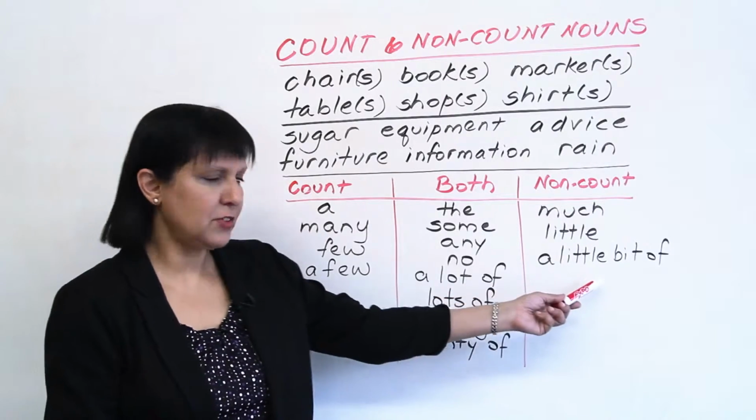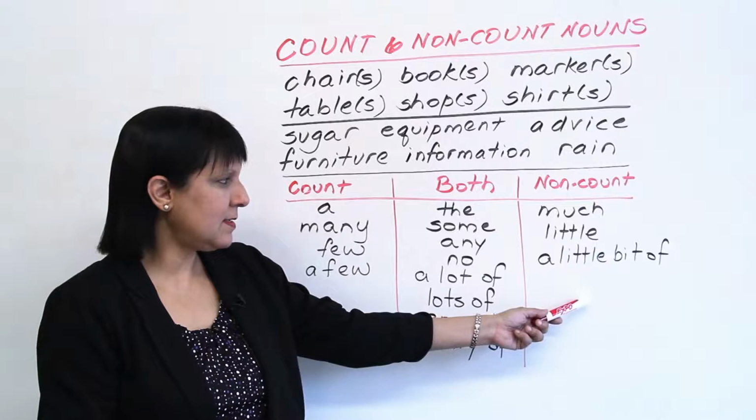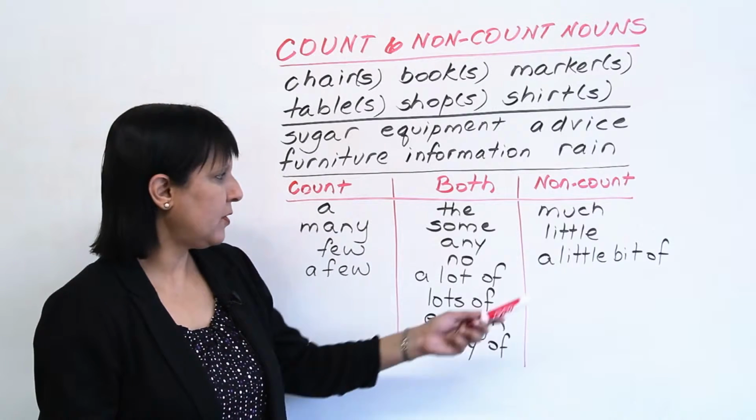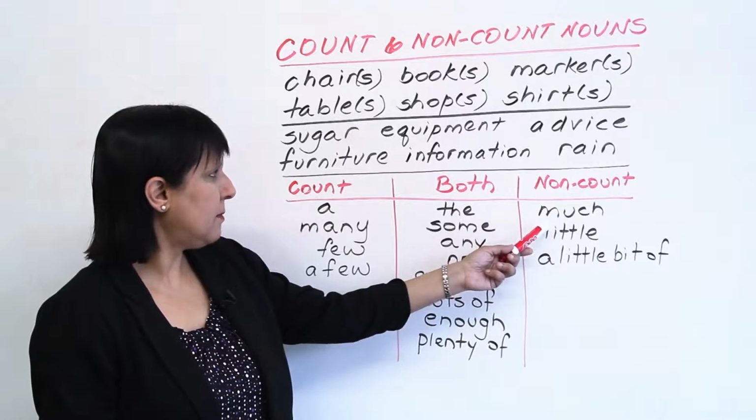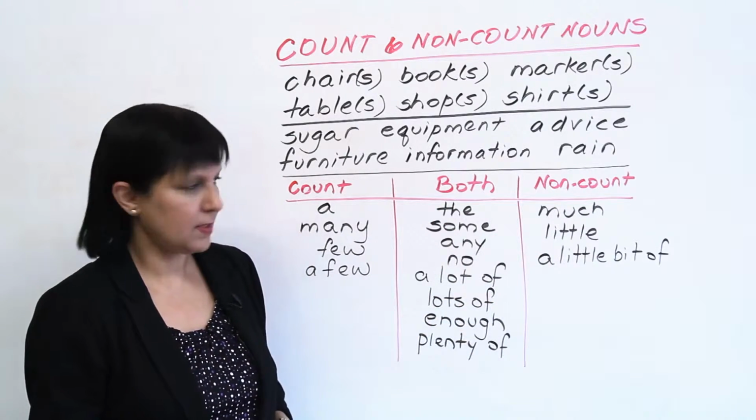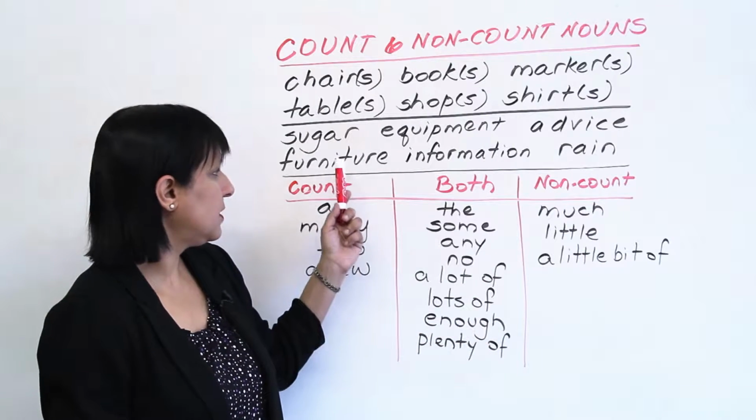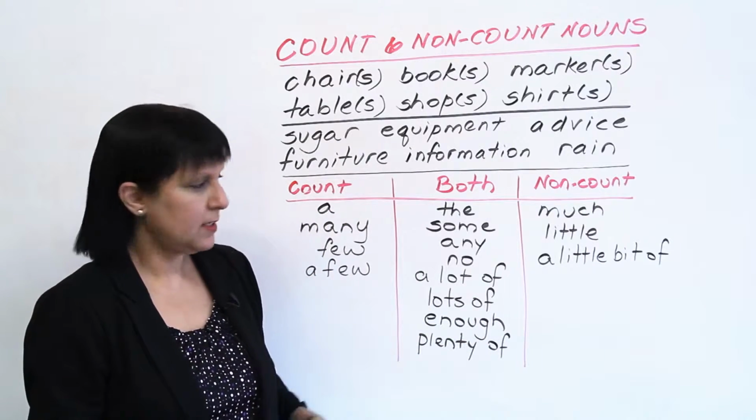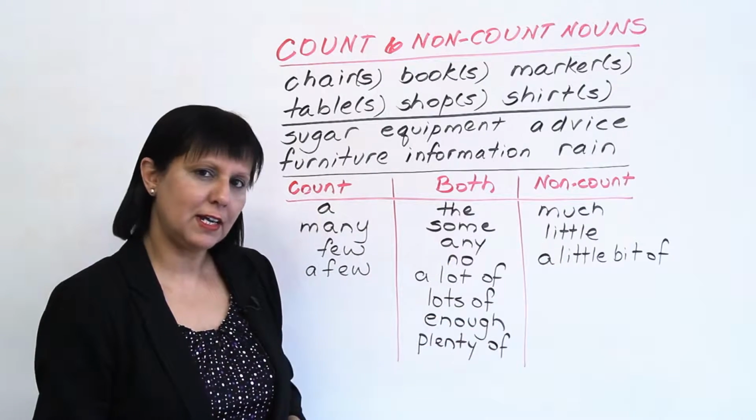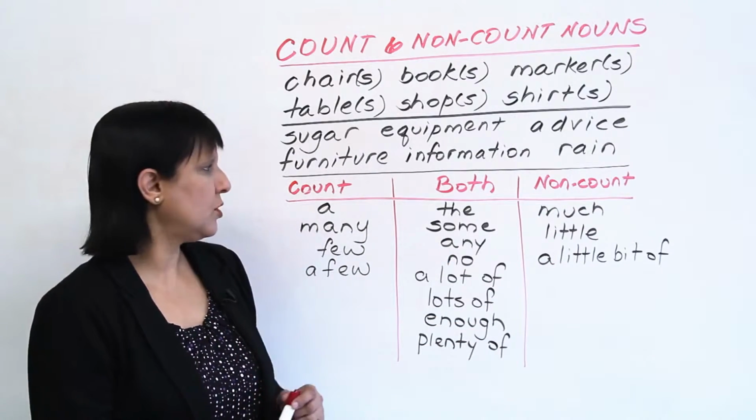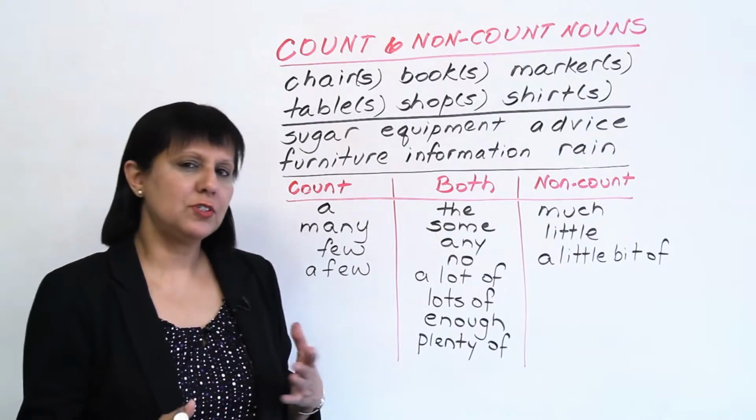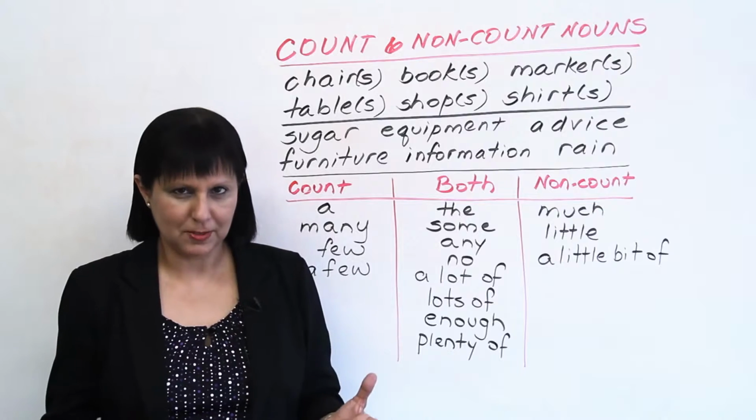Let's look on the other side here. These you can only use with the uncountable nouns. For example, much information, little information, a little bit of sugar. Okay? So these three, which I've listed here under the non-count, you can only use with the uncountable nouns. Okay? So some people find that very confusing.